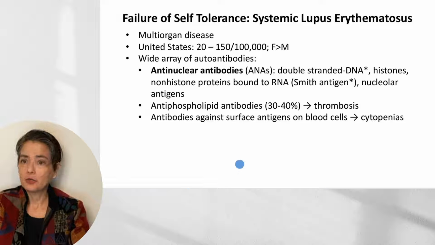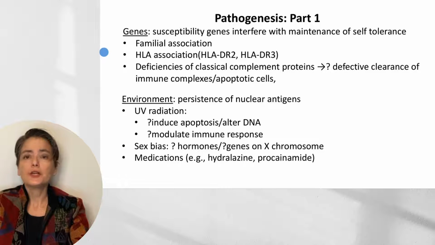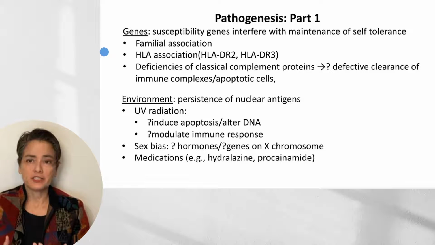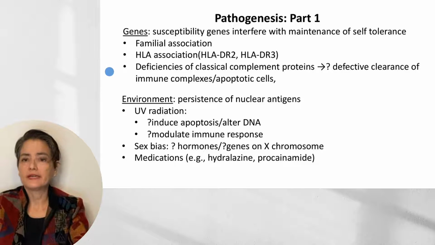So let's break down lupus in terms of our causative risk factors. Let's begin with genes and environment, and then we're going to actually talk a little bit about some experimental findings for immunogenicity. So with our genes, what we're thinking about here is that we have susceptibility genes that interfere with the maintenance of self-tolerance. And the reason we know that there's a genetic component is because of familial associations as well as HLA associations. And in some individuals, we've identified deficiencies of classical complement proteins. So perhaps this is what leads to defective clearance of our immune complexes and our apoptotic cells.